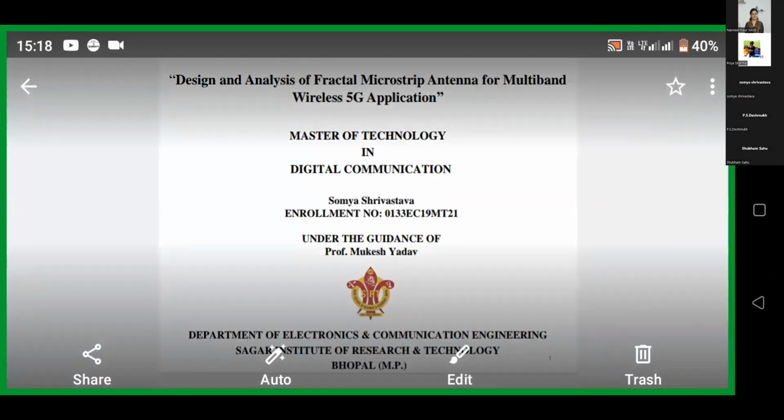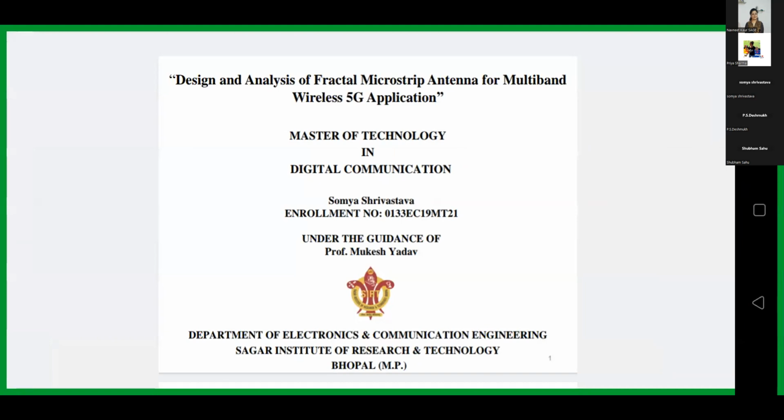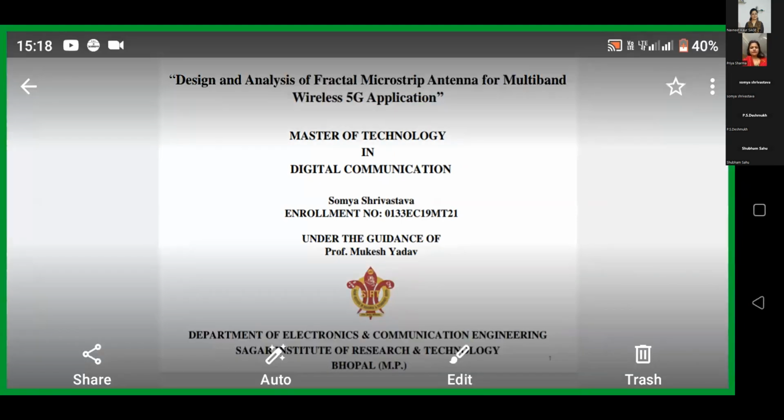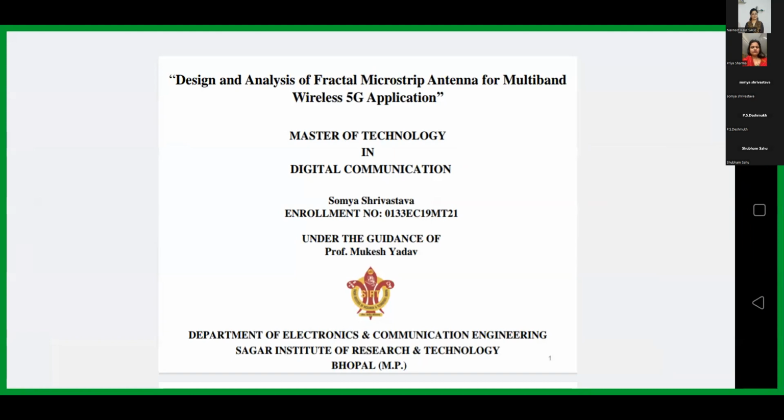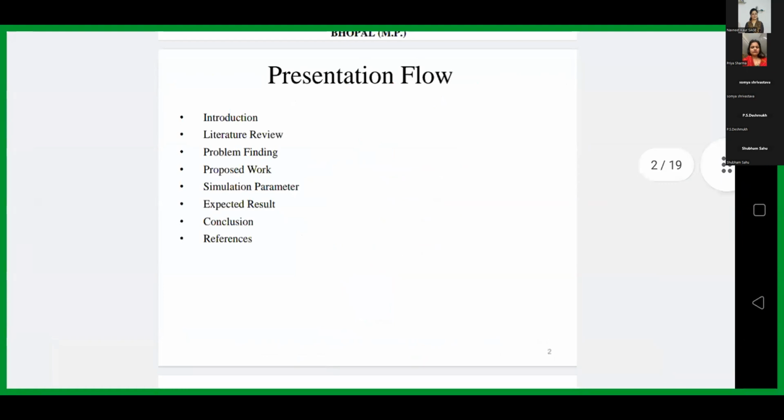Hello. My name is Somesh Srivastava. My topic is design and analysis of vector microstrip antenna for multiband wireless 5G applications. My presentation flow is: introduction, literature review, problem finding, proposed work, simulation parameters, expected result, conclusion, and references.